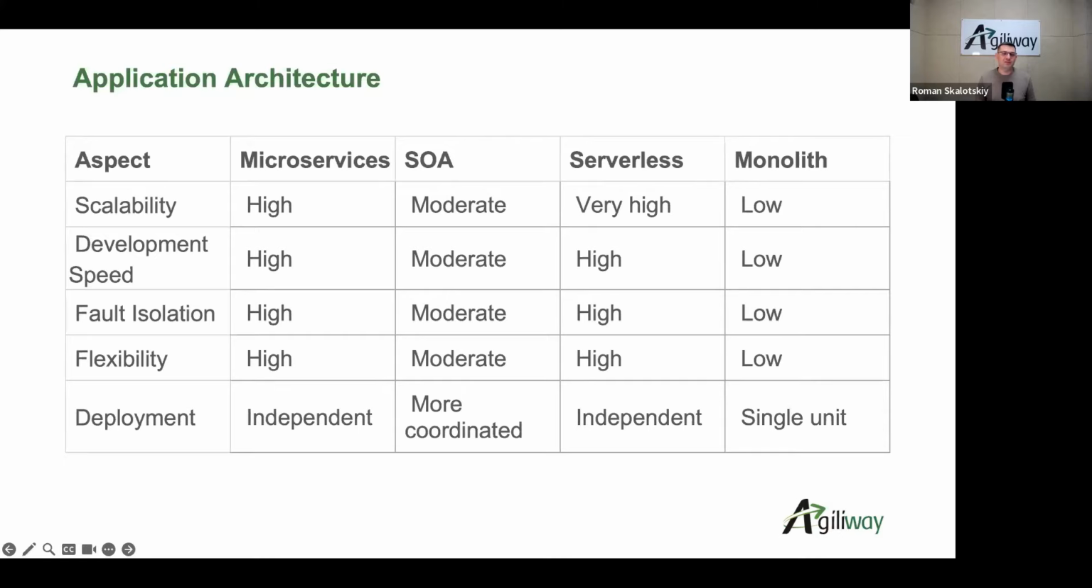Microservices are independent, with services deployed separately. SOA is more coordinated, but services can be deployed independently. Serverless is independent because functions are deployed individually. And monolithic is a single unit, where the entire application is deployed together. As we can see, microservices have a high level of complexity.